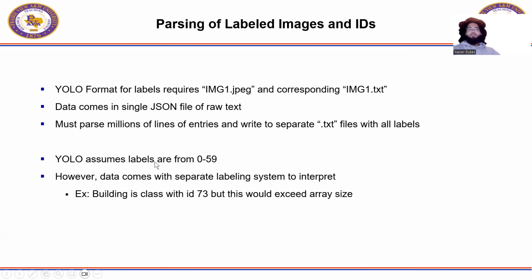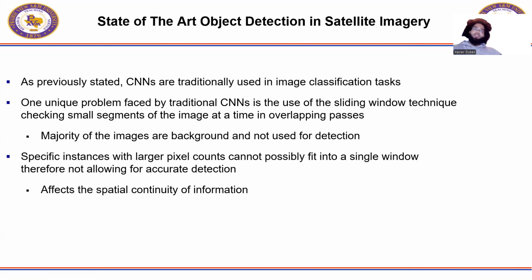YOLO assumes that labels are in an array from 0 to 59. However, the xView data set comes with a separate labeling system. So for example, a building class is ID 73. But if I were to directly reference that in an array from 0 to 59, we get an out of bounds error. So there has to be some translation of the IDs that occurs as well. So that's just another hurdle to jump with this data set.